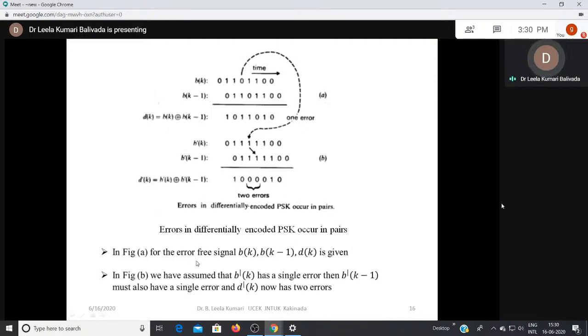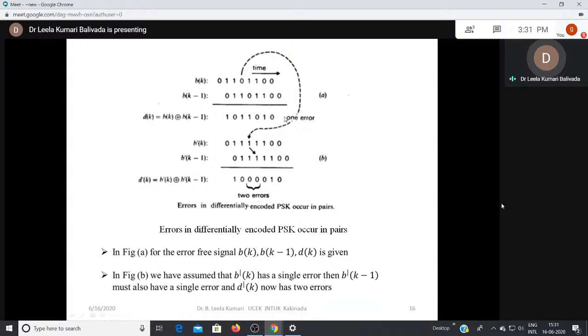So let us see one example for this one. Let us suppose B of k is given by this bit stream 0 1 1 0 1 1 0 0, and B of k minus 1 is 0 1 1 0 1 1 0 0. Now, D of k is the exclusive OR operation between these two: D of k exclusive OR D of k minus 1. Therefore, 1 exclusive OR 1, 1, 1, 0, 0, 1, 1, 1, 0, 1, 1, 1, 0, 0, 1, 1, 0, 0, 0. So, this is when no error.